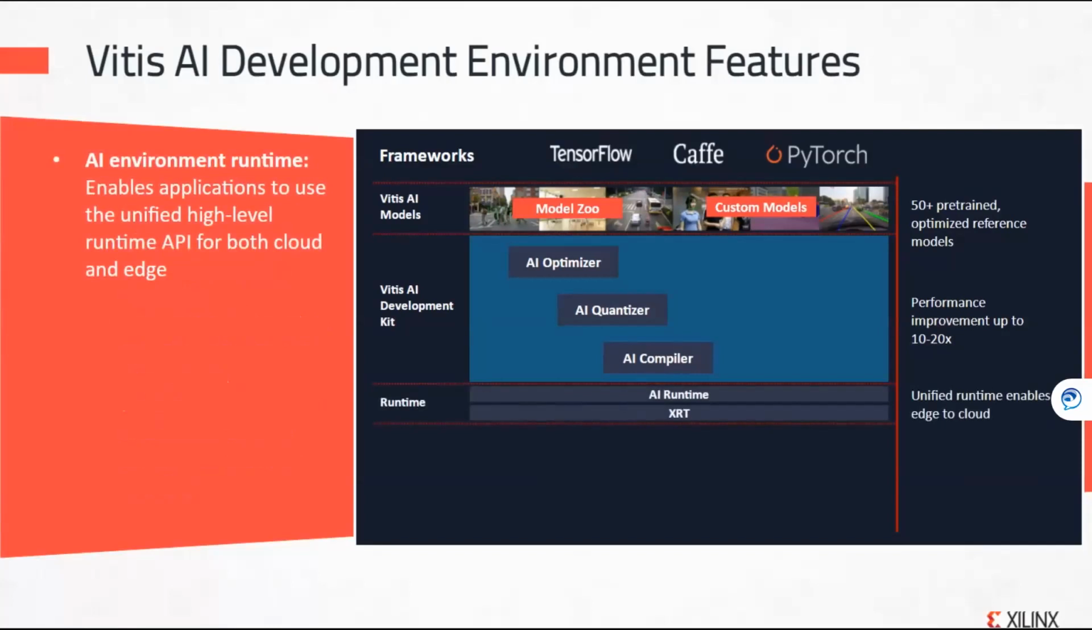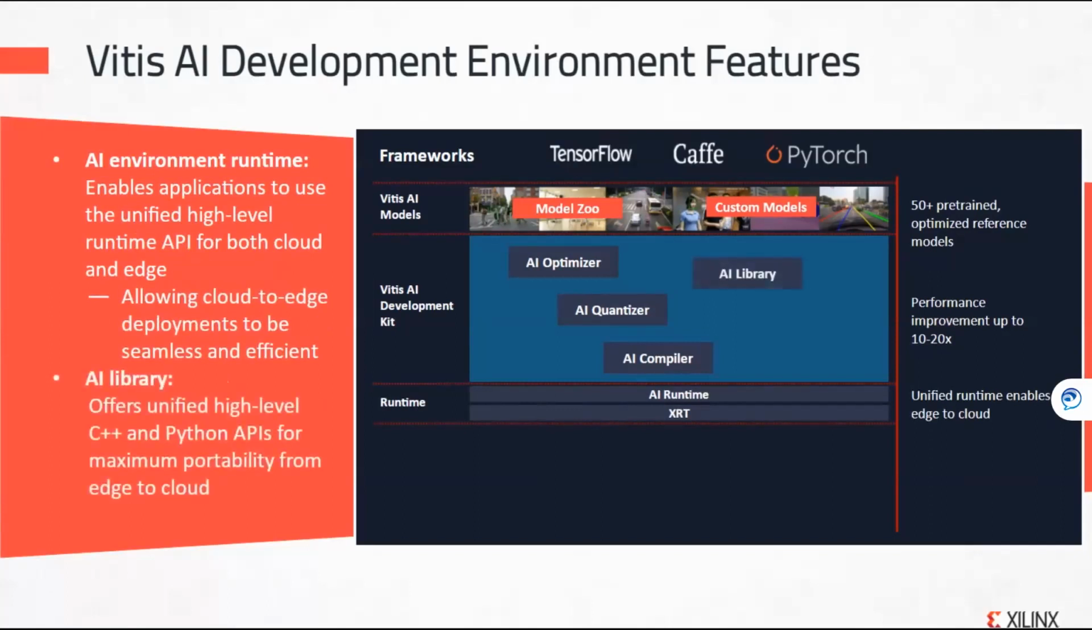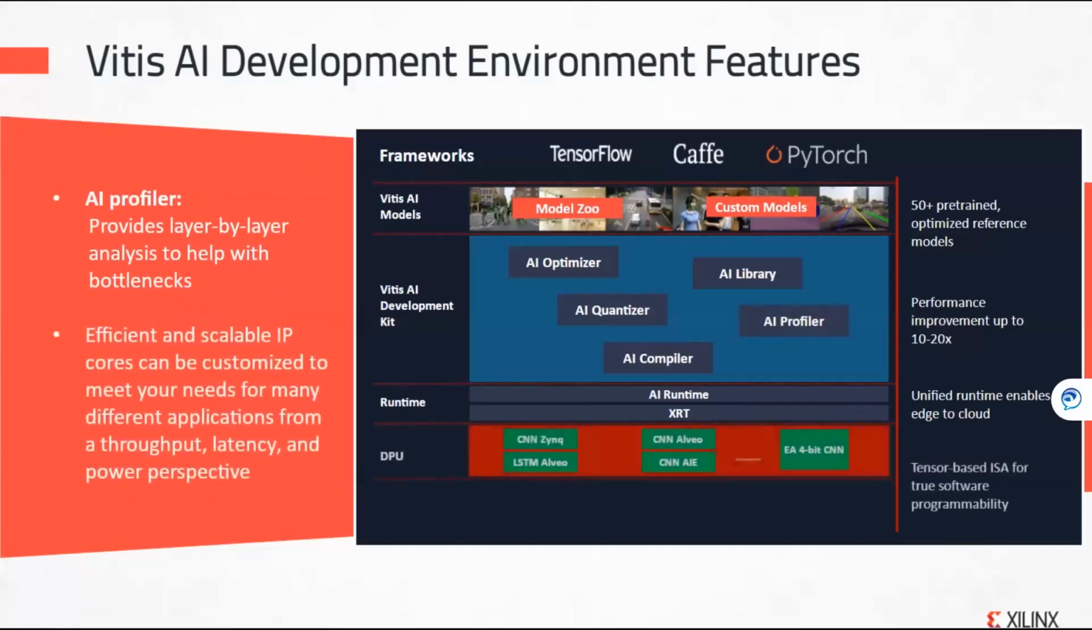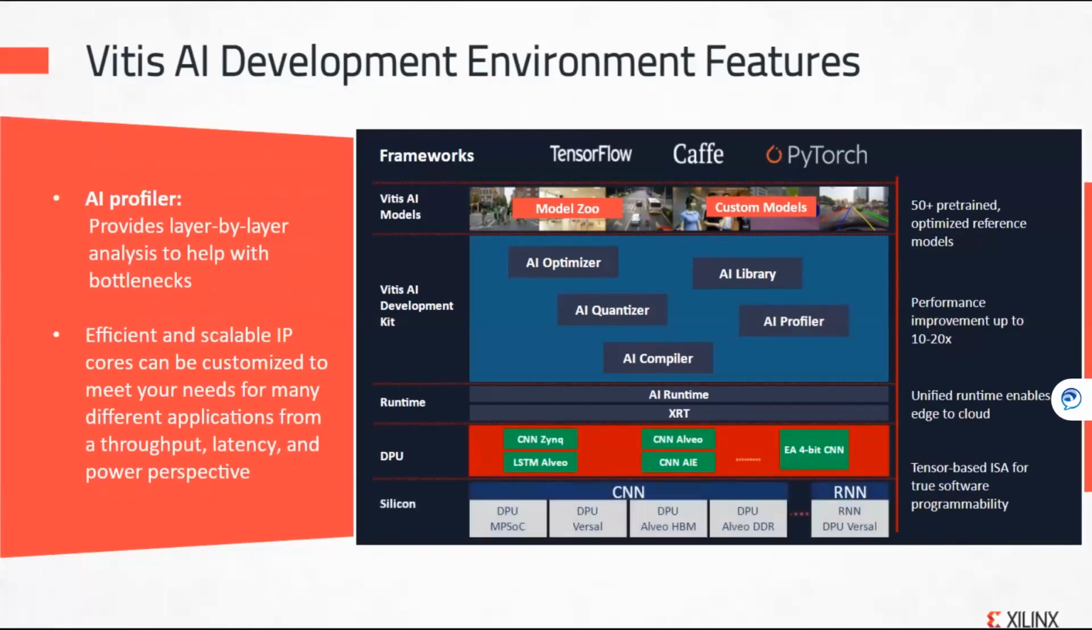An AI environment runtime that enables applications to use the unified high-level runtime API for both cloud and edge, allowing cloud-to-edge deployments to be seamless and efficient. An AI library that offers unified, high-level C++ and Python APIs for maximum portability from edge to cloud. An AI profiler that provides layer-by-layer analysis to help with bottlenecks. And finally, efficient and scalable IP cores that can be customized to meet your needs for many different applications from a throughput, latency, and power perspective.